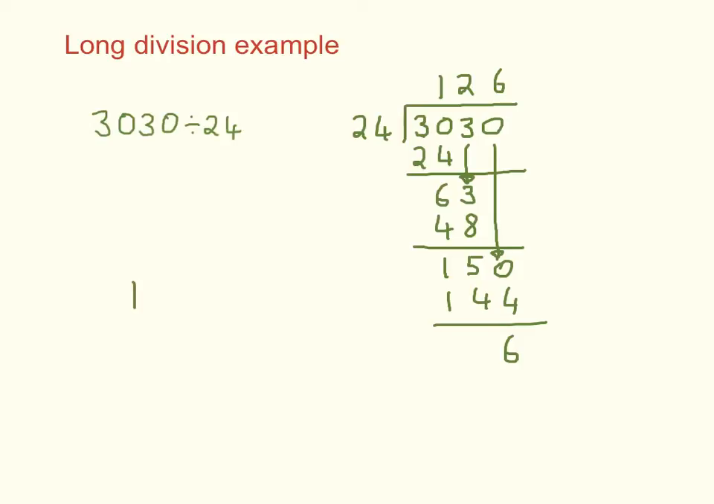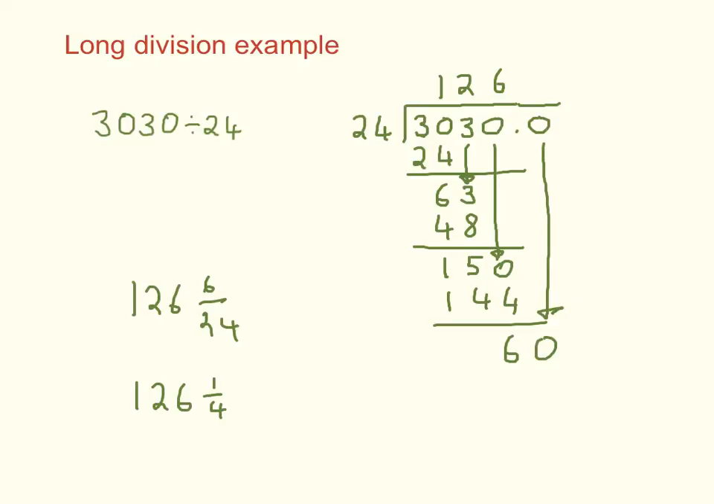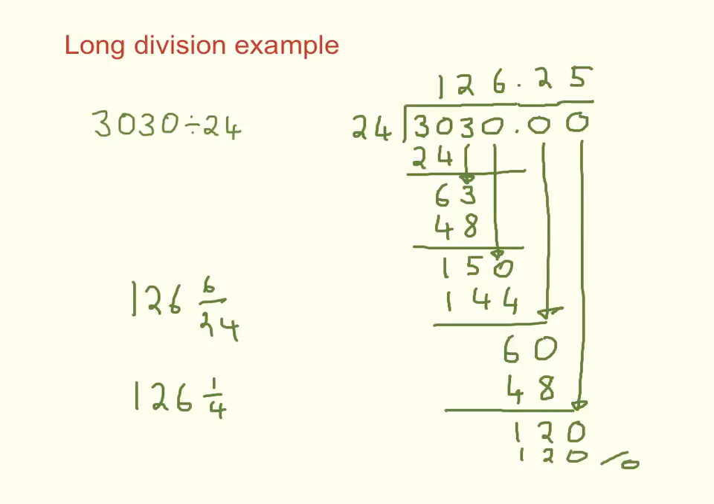Here, I might recognise that my answer is 126, and 6 over 24, which can be cancelled down to 126 and 1/4. However, if I want to work my answer out as a decimal, again, I'll pull down the next 0. How many 24's in 60? 2, and that's 48 to take away. Pull down the next 0. How many 24's in 120? 5, leaving nothing left. My answer? 126.25.